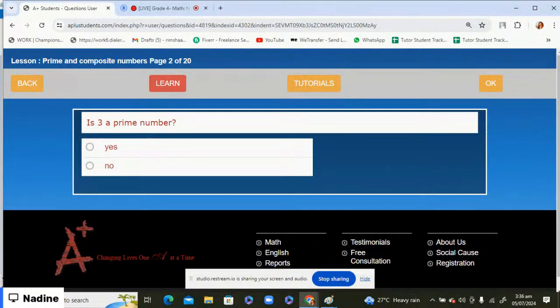So 3 is a prime number? Yes, 3 is a prime number. Okay? So 6 is a prime number? No, 6 is not a prime number. So we can say that.